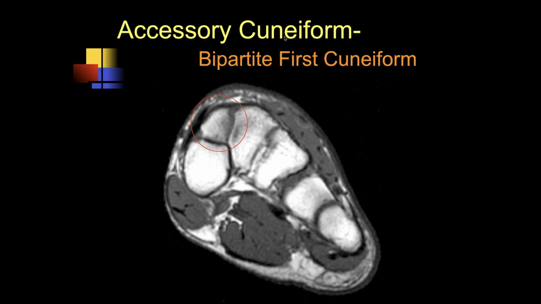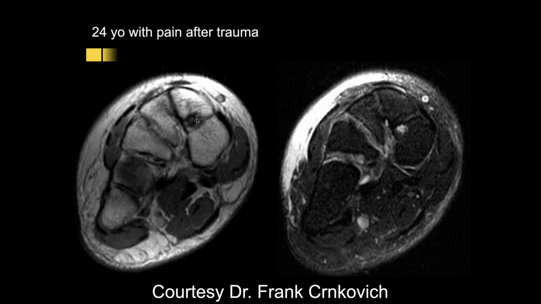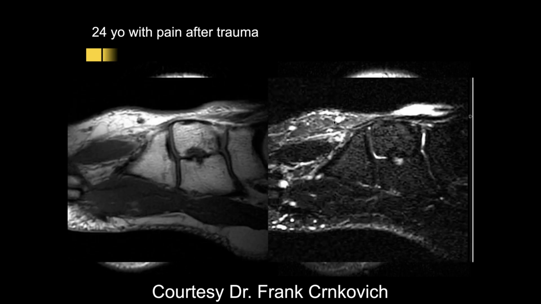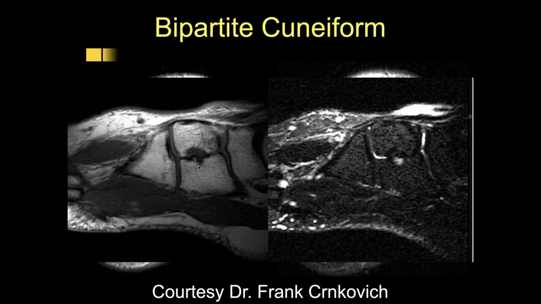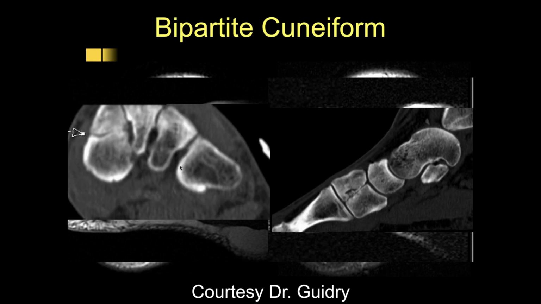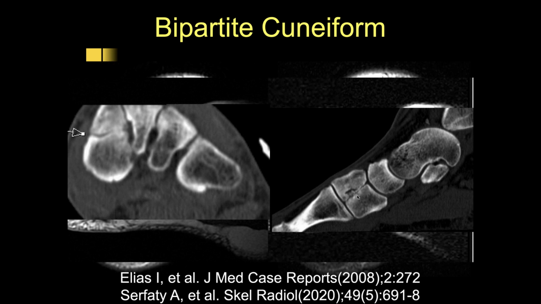This is actually another thing that you can get, a bipartite first cuneiform, which we can see here. Examples. And here is just a bipartite first cuneiform. This is thought to be a congenital variant. Occasionally you can get degenerative changes due to motion at this joint space, in which case they may be a cause of symptoms. Here's another example. I guess occasionally these may be fractures as well, but most of these are thought to be congenital.